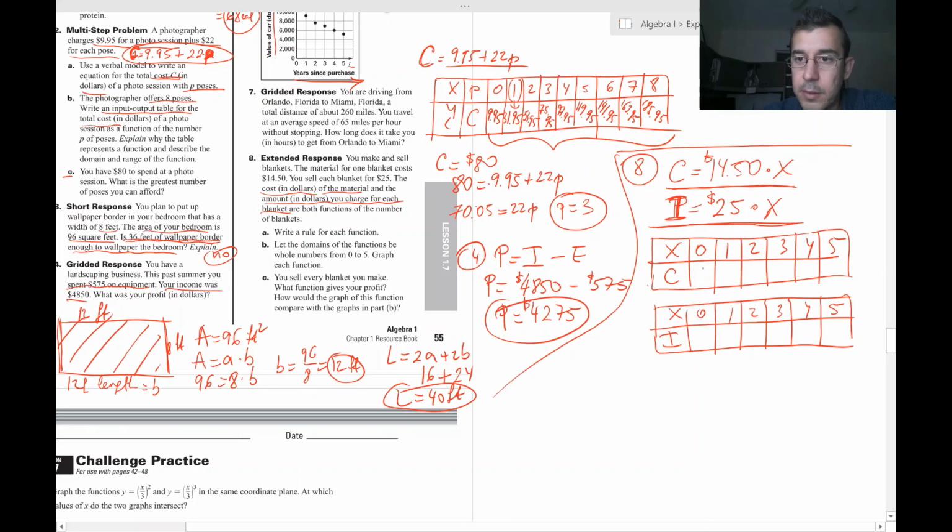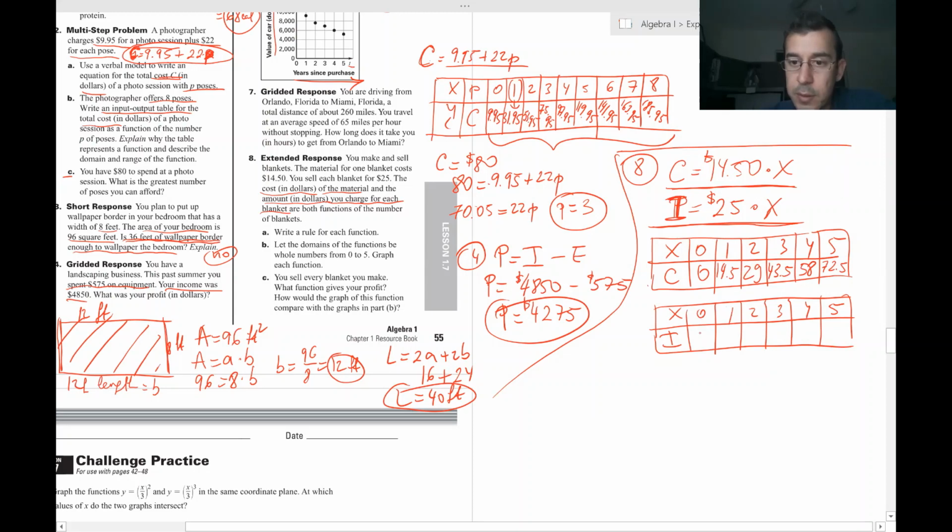So when x is 0, we have 0. When x is 1, we have 14.5. When x is 2, we have 29. When x is 3, let's use the calculator here. It's going to be 3 times 14 and a half, which is 43.5. And then when it's 4, 4 times 14.5 is 58. And then 5 times 14 and a half is 72.5. And then the next formula, I equals 25x.